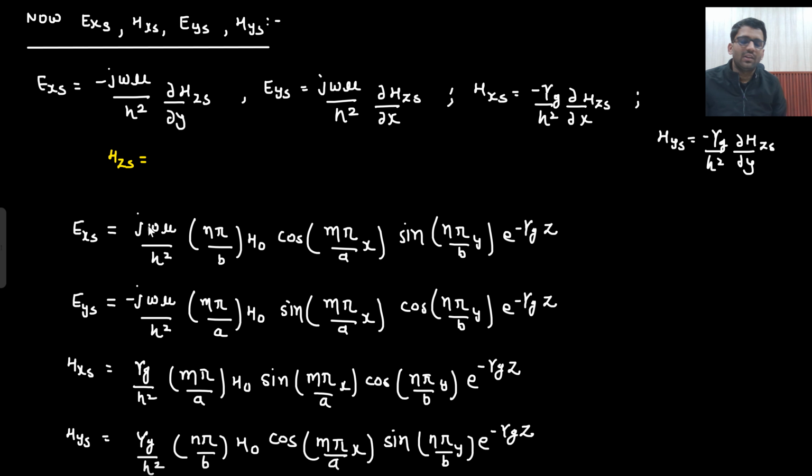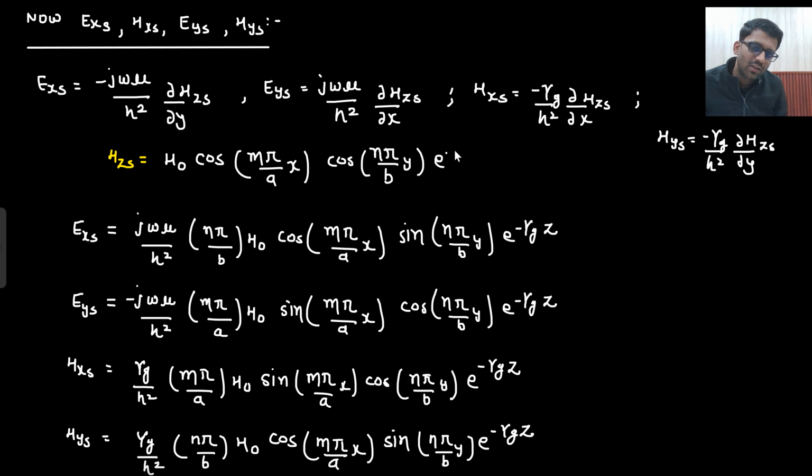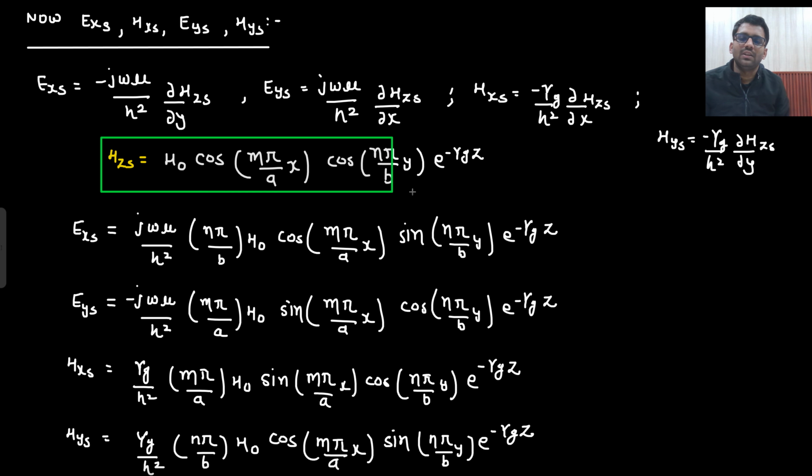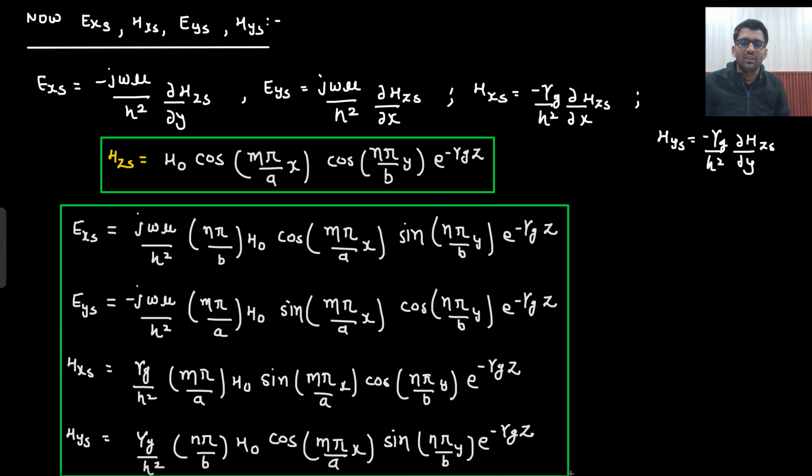And whose differentiation will we do? We will do the differentiation of Hzs. And what is your Hzs? Build the practice of writing it down. H naught cos m pi by a into x cos n pi by b into y e to the power minus gamma g z. So this is your Hzs. And when you do the differentiations, these expressions you get for Ex, Ey, Hx and Hy.